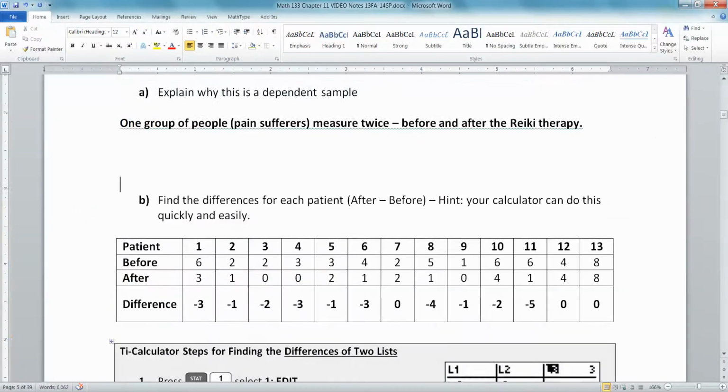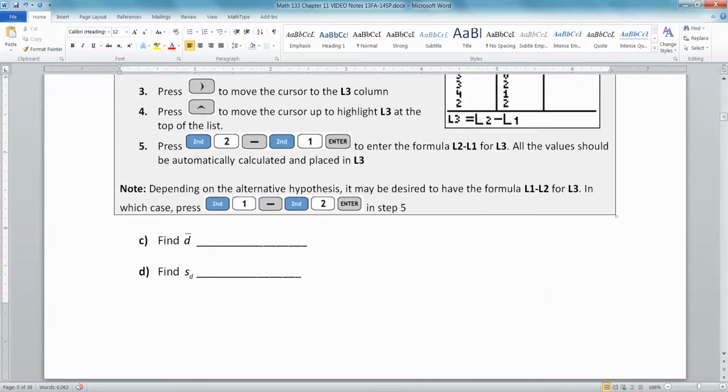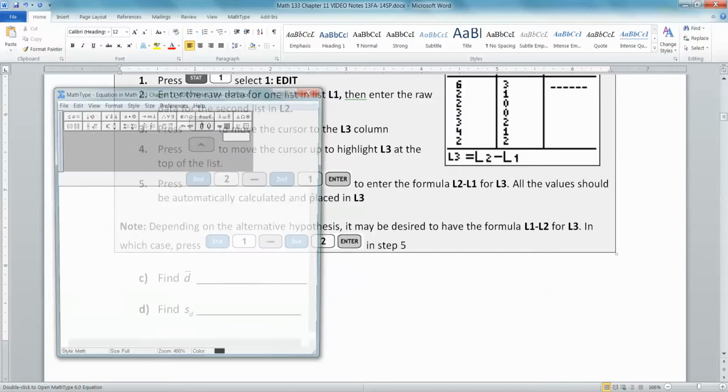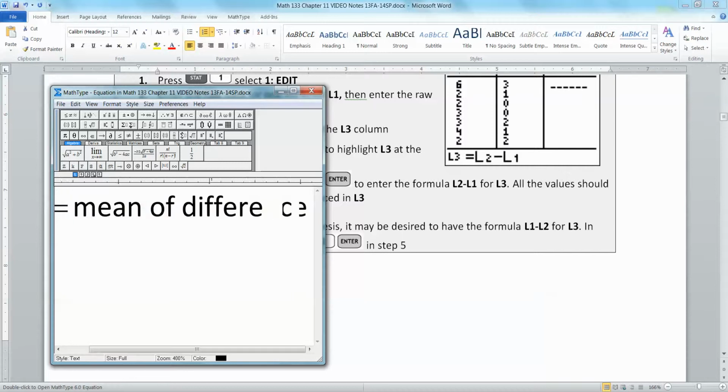All right, awesome. Okay, so we've got all the differences, and now we want to find D bar and SD. Now you may be thinking, what the heck is D bar? Well, you've seen X bar, right? X bar was the mean for your data set. So D bar is your sample mean of your D for differences, right? So this is finding the mean of the differences, and this is finding the standard deviation of the differences. So let me write that out. Mean of differences.